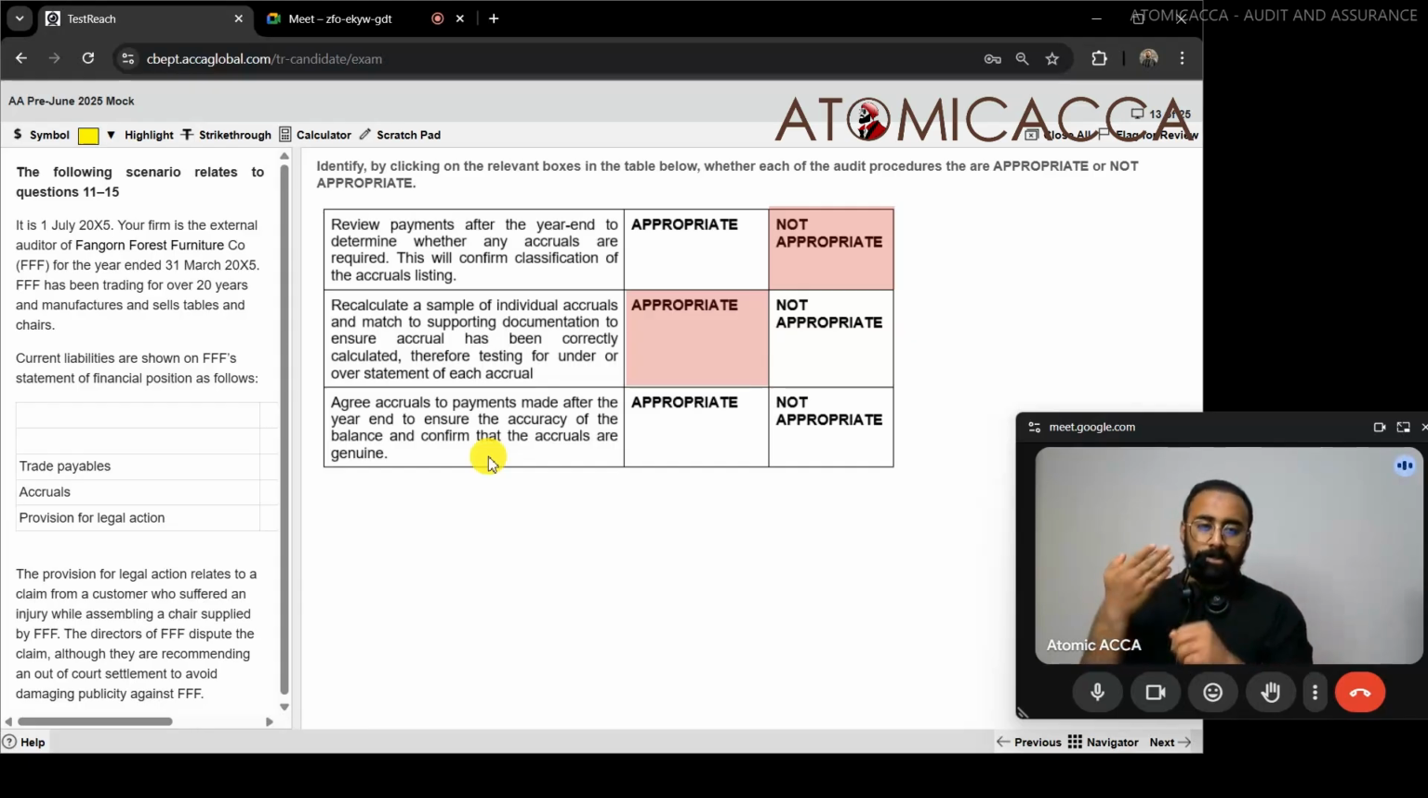That is, let's say in the accrual I've written Mr. A, I have to pay $20,000 at the year end. Then I'm looking at the post year end bank statements, at what I have paid, and I'm seeing that to Mr. A I have paid 20,000. So what confirmation am I getting here? The accrual recorded for Mr. A at the year end is correct. So agreeing the accruals to payments made after the year end ensures the accuracy of the balance and confirms that the accruals are genuine. You made that payment, so this is also appropriate.